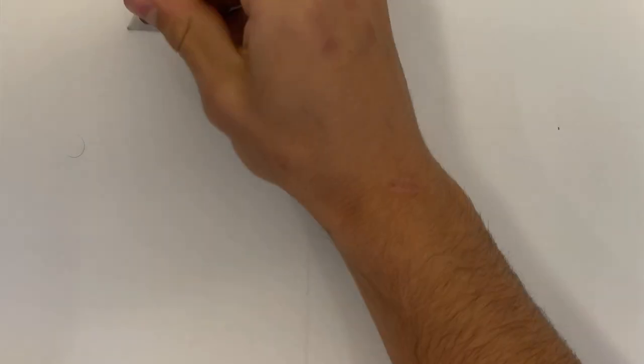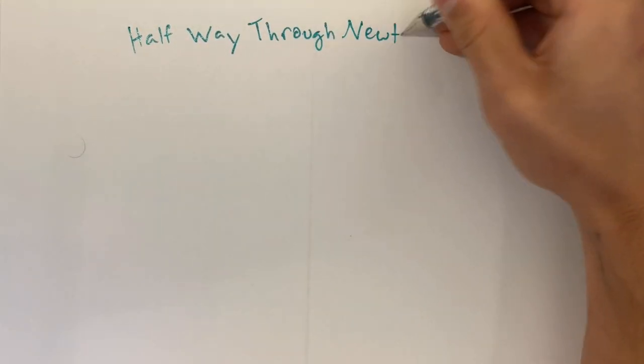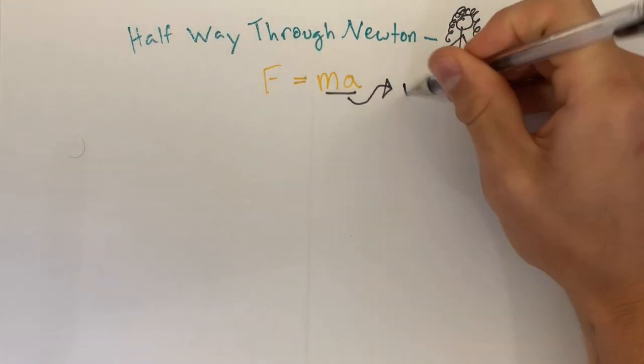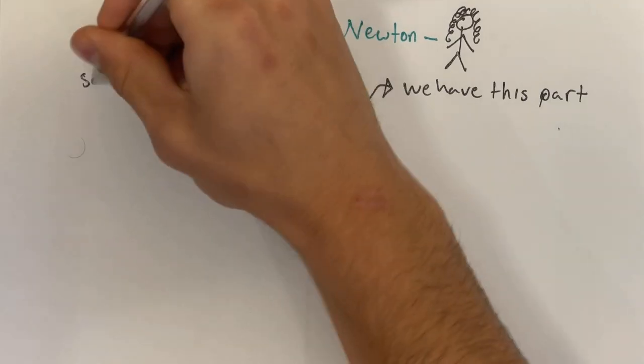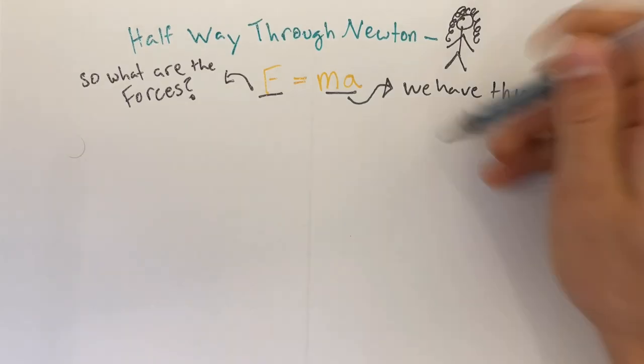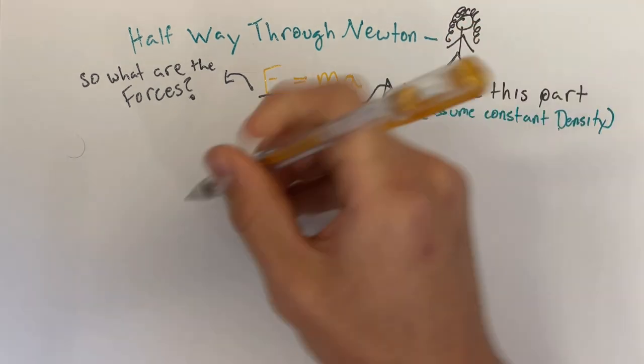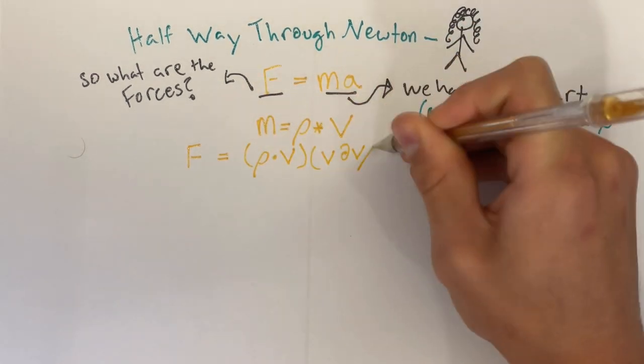This was the hard part of Newton, because now we have the acceleration of a fluid, we can put it into his equation. So F equals ma. And what is our mass for the tiny box? Well, it's density, rho, times the volume, V. F equals rho V times v partial v partial x plus partial v partial t.